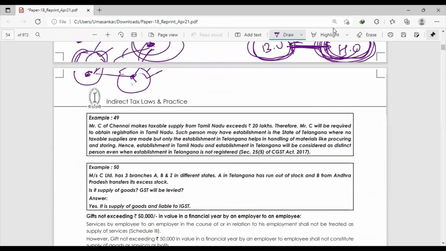Next. Mr. C of Chennai makes taxable supply from Tamil Nadu exceeding 20 lakhs. Therefore, Mr. C will be required to obtain registration in Tamil Nadu. Such person may have an establishment in the state of Telangana where no business or taxable supplies are made, but the establishment in Telangana only helps in handling the material, like procuring and storing. The establishment in Tamil Nadu and the establishment in Telangana will be considered as distinct persons even when the establishment in Telangana is not registered. This will be 25.5.